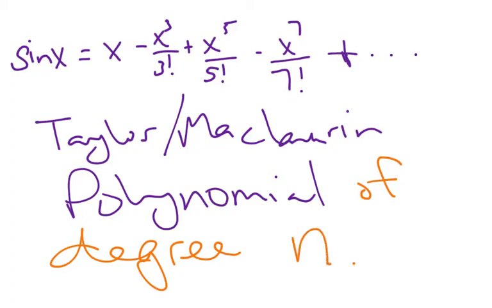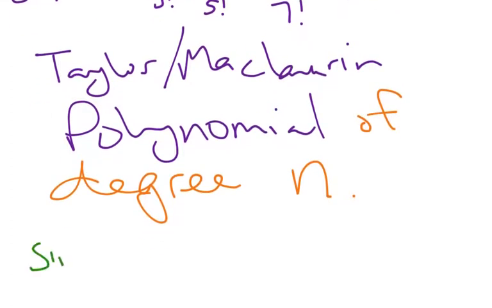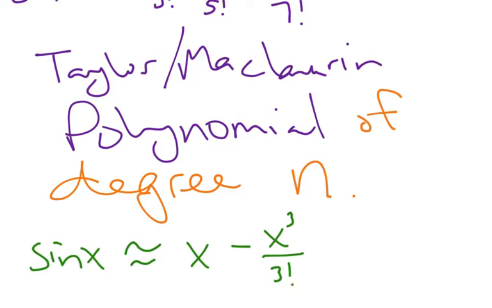When we say of degree n, what we mean is we only want you to go up to the term that has x to the nth power. So if I want the 3rd degree Taylor polynomial for sine of x, it is going to be sine of x is approximately equal to, because I'm not using the infinite sum anymore, x minus x cubed over 3 factorial. This is the third degree Taylor polynomial for sine of x.